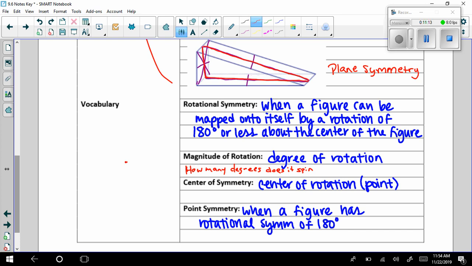The center of symmetry is the center point of rotation. So again, if I were to stick a pin in the middle of a pinwheel, that is the center of rotation because it's turning about that center. So where can you put your pin down? Point of symmetry is when a figure has rotational symmetry of 180 degrees. So you can only spin twice, like a rectangle would have a point of symmetry. It's turning exactly 180 degrees, clicks into spot, turns another 180 degrees, clicks into spot. So that's point symmetry.